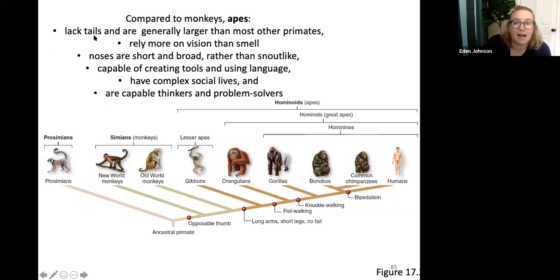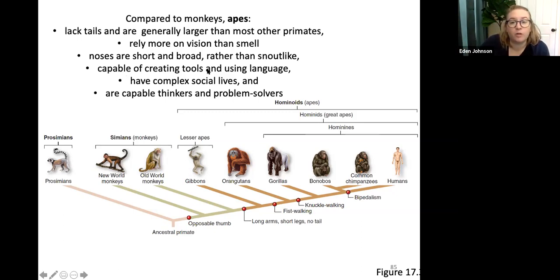Apes lack tails and are generally larger than the other primates. They rely more on vision than smell. They have a really keen sense of vision, but not as great a sense of smell. Noses are short and broad rather than snout-like, again because they don't rely on scent for the things they do day to day. They rely on their vision.